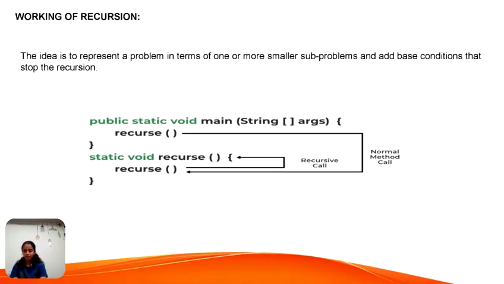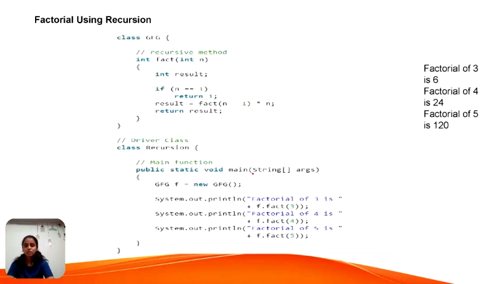For example, we compute factorial of n. If we know the factorial of n minus 1, the base condition or case for factorial would be n equals 0, and then we return 1 for n equals 1 and n equals 0. Next, we'll see an example for factorial using recursion.